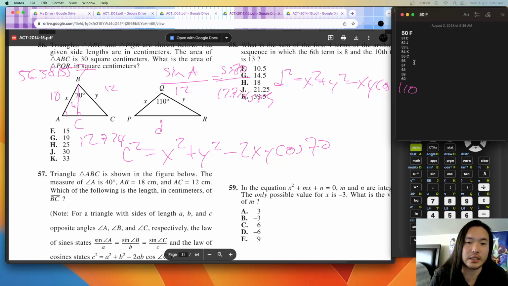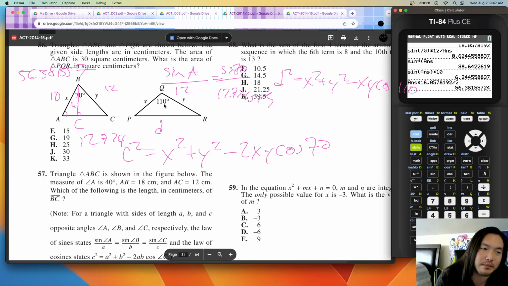So here, I just plugged in some numbers just to see what would happen. And what I found was that if it's 10 and 12 and 70 degrees, the area of this triangle is actually exactly the same as the area of this triangle. So definitely x and y are not 12, but I'm just saying, if x and y were 12, I did the math, the area of the two triangles are the same. So I think the natural assumption here is that the area is the same.